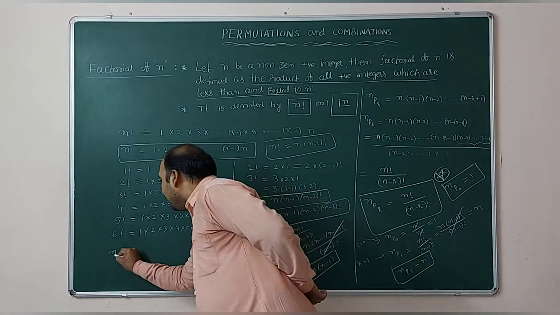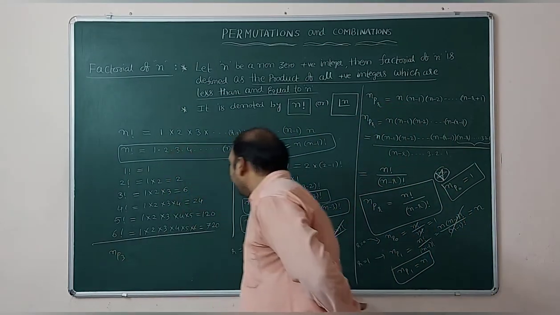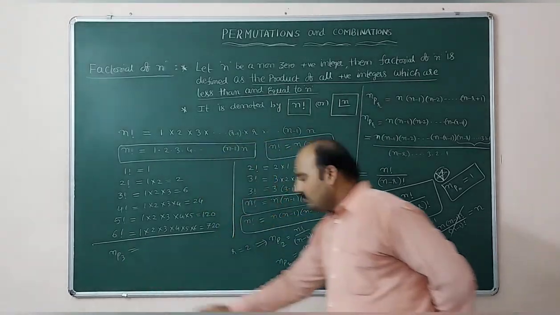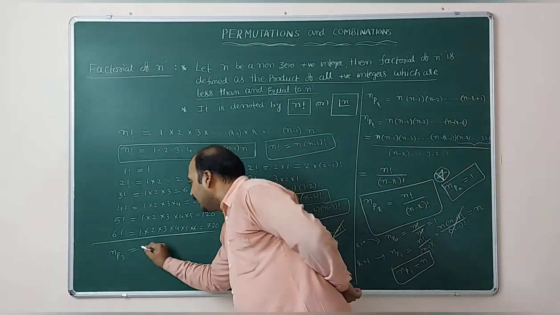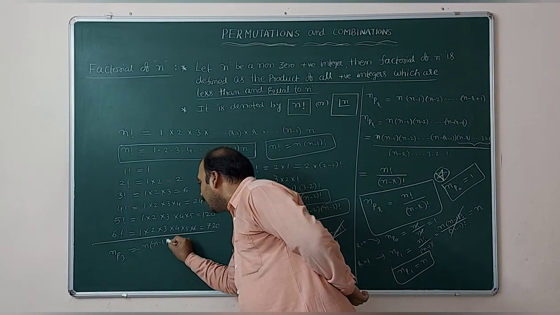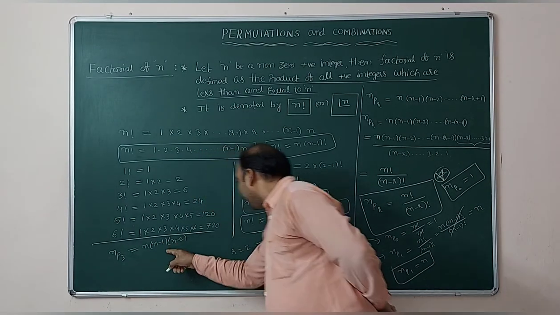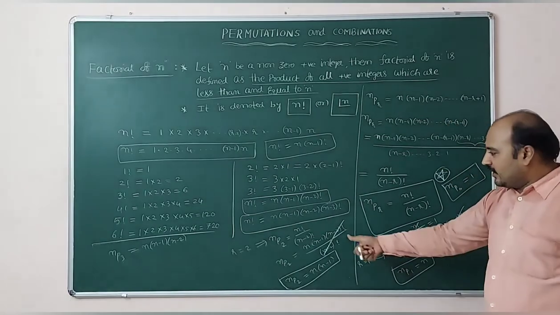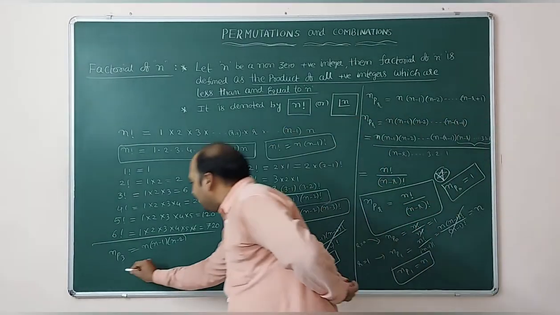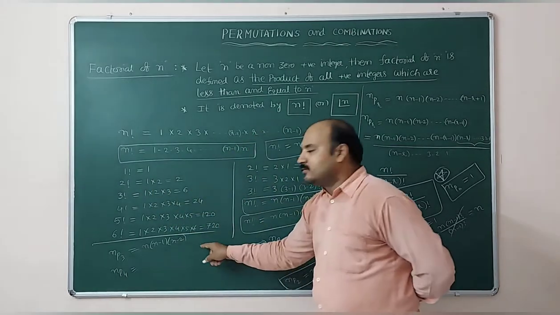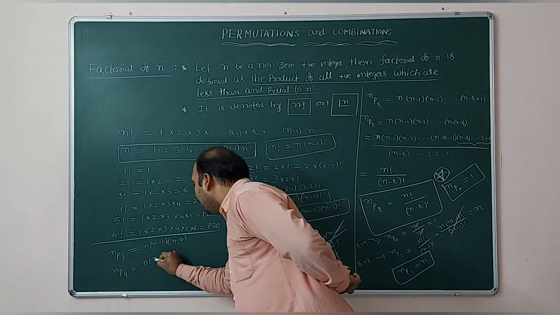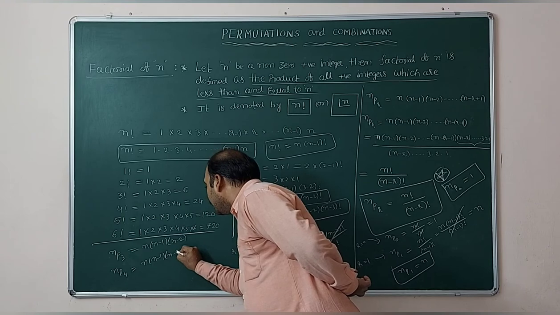Suppose you want to write nP3. Here 3 is there, no? Earlier, 2 was there, meaning n into n minus 1. Similarly, nP3 is n into n minus 1 into n minus 2. How does it come? By using this procedure, again by using this procedure. If you want nP4, here 4 is there, the product of 4 terms will come: n into n minus 1 into n minus 2 into n minus 3.